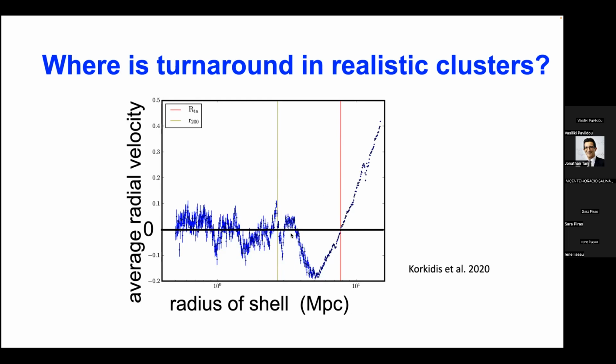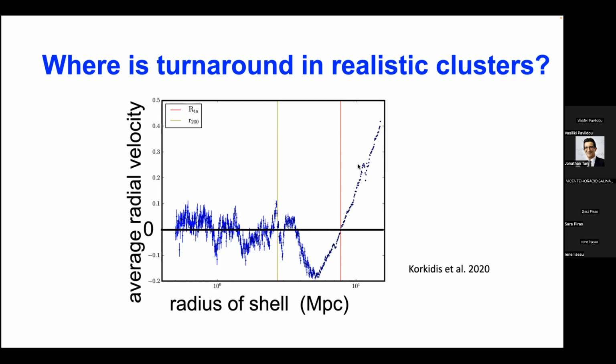Then you have this region here where you have negative velocities. That means you have infall. And here you have negative velocities too, but less and less negative. And then you hit the Hubble flow. That's the expansion of the universe, systematic positive velocity.